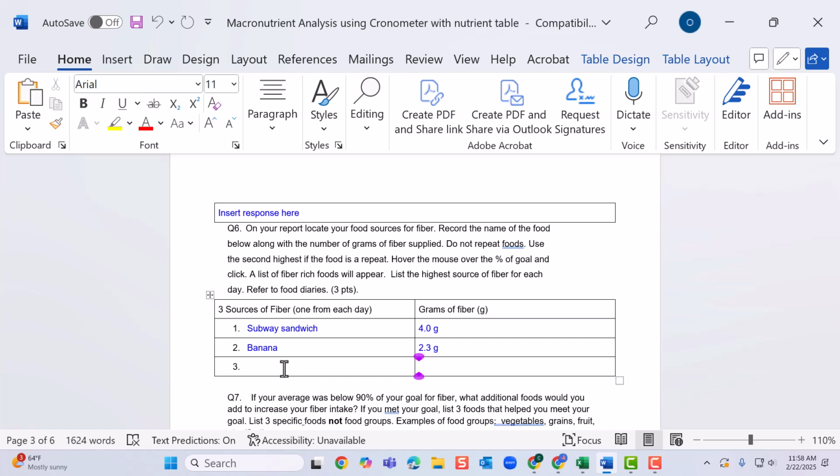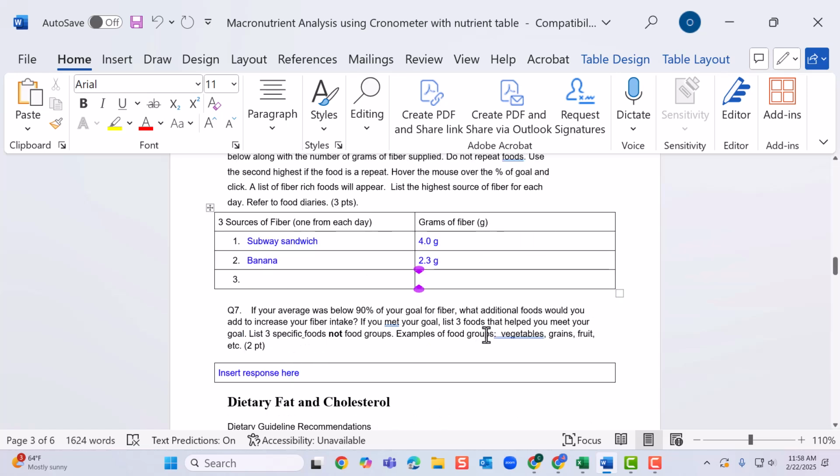If it's Subway sandwich, again, don't repeat it. So find another food that was high. It's kind of gathering the data to see like, oh, where is this number coming from? How did I get such a good number on my fiber intake? Well, this is, you get to see what foods. And then what foods should you add?